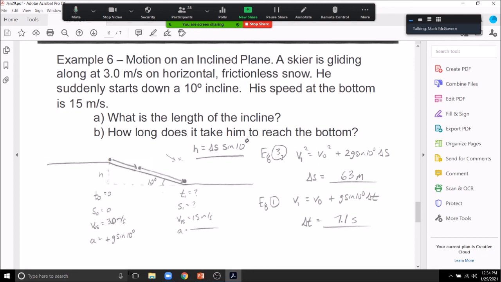Equation 3, which is the velocity squared equation. I know both velocities, so that's a good one to use. And I get that my delta s, the distance down, is 63 meters. That's along the ramp. If I want to find the height of the ramp, which I'm not asked for, you just do a little triangle here. h is delta s sine 10 degrees. But we're not asked that, though there are a lot of problems where you are asked what the height is. I can use equation 1 to figure out the time. I know the velocities, I just solve for time. I get 7.1 seconds.